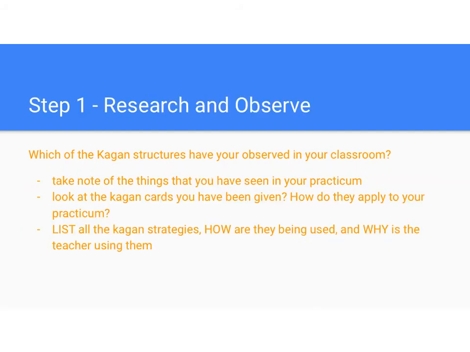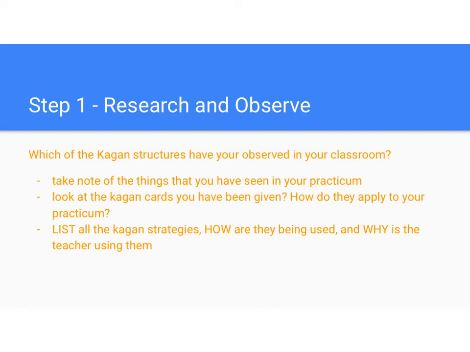So what I would do again is research and observe. You can make a graphic organizer if you want, putting the questions at the top, or you can just take regular bullet notes. Take note of the things that you've seen in your practicum. Look at the Kagan cards you've been given and how they apply to your practicum. You can list some of them, how they are being used, and why the teacher is actually using them. And you can come up with some examples. Again, this is just facts.